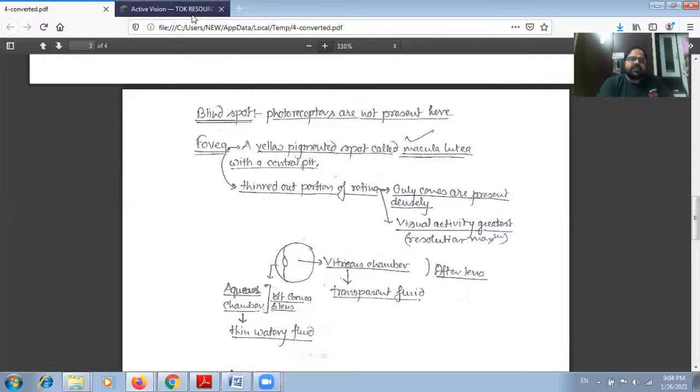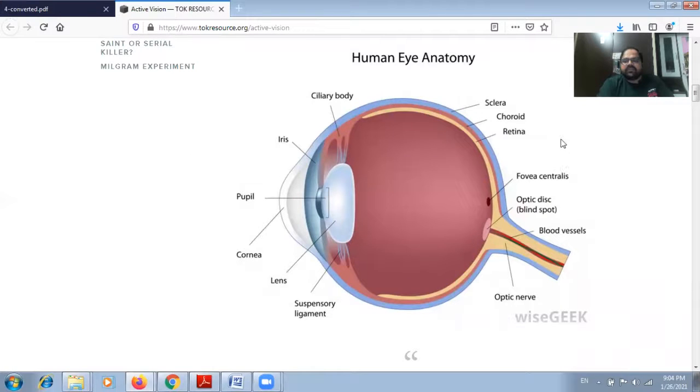So we can see here again that this fovea centralis has the most dense cone population, and they receive most of the colors, and it is a very important structure for maximum resolution. However, on the other hand, this is the blind spot where no photoreceptor is present.